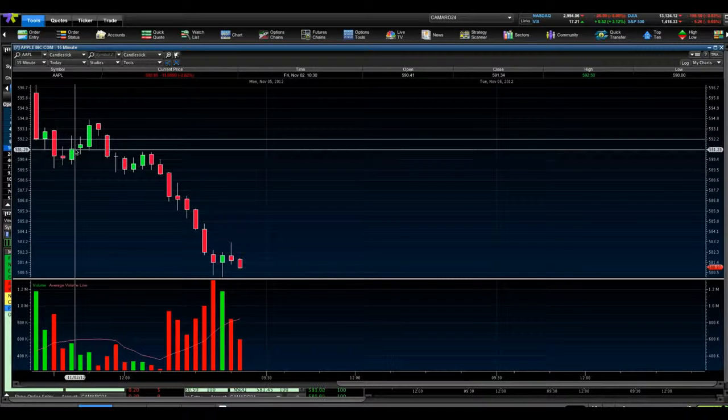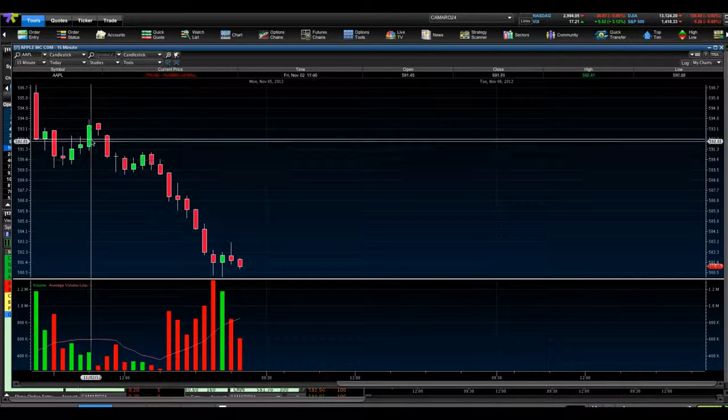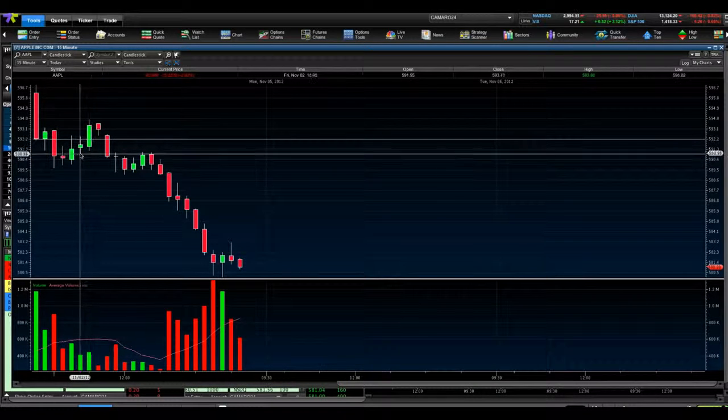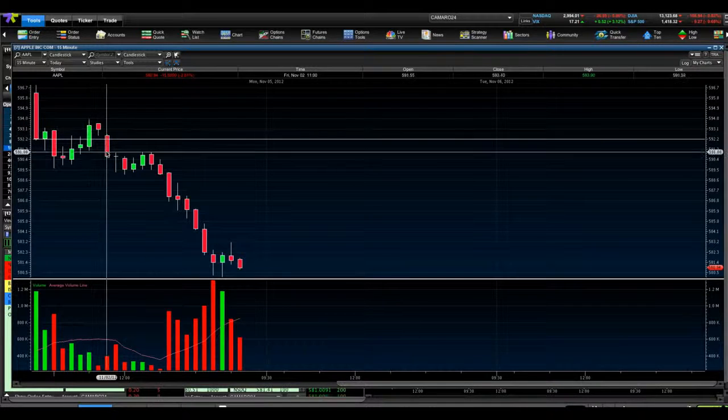And normally when you have a bullish engulfing candle, that's followed by more green candles. And that's exactly what happened. We had more green candles. All right.